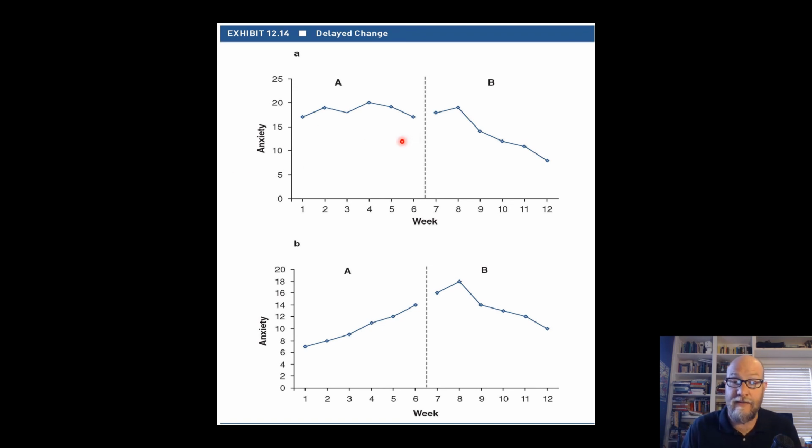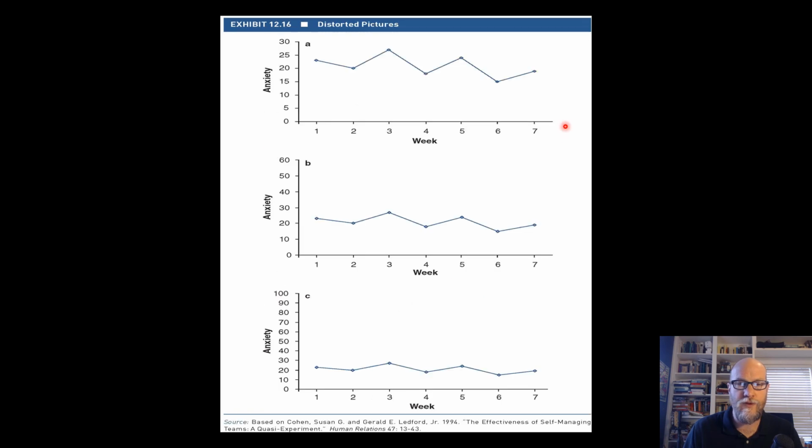Oh, I'm sorry, this is an example of delayed change. I apologize. So this is one where during the A phase and the B phase, you see some increase for a moment and then some improvement right away. In this one, if you only measured for a short period of time, it would actually look like it was getting worse before you would see the improvement. This is an example of the distorted picture that I wanted to mention.